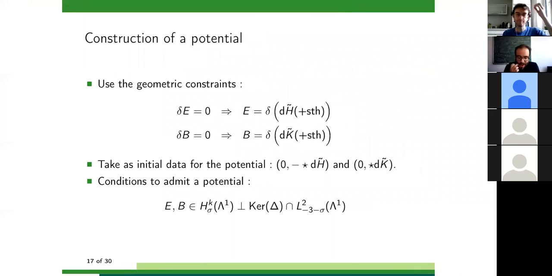It happens, which is nice for us, that the fact that the geometry constraints are satisfied is precisely compatible with the fact that I'm able to solve my equations for the potential. If the geometry constraint were not satisfied, then I wouldn't be able to find the preimage by the potential. So now I can take these initial data for the potential. These are the initial data for the electric field of the Hertz potential and for the magnetic field of the Hertz potential. But there's a condition, right?